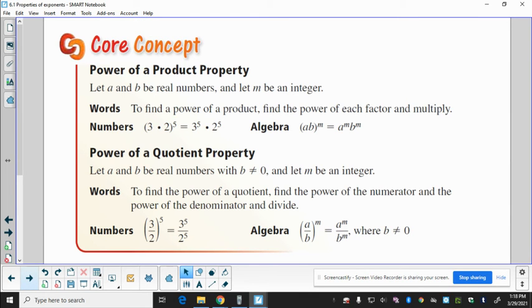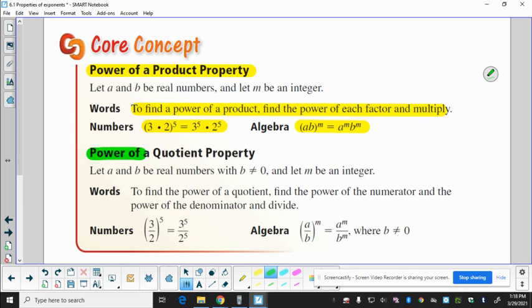Okay, next part of our lesson. New property. Power of a product property. Basically the same property we had before. Find the power of each factor, multiply. So it looks like this. It's kind of like a little distributive property with powers.